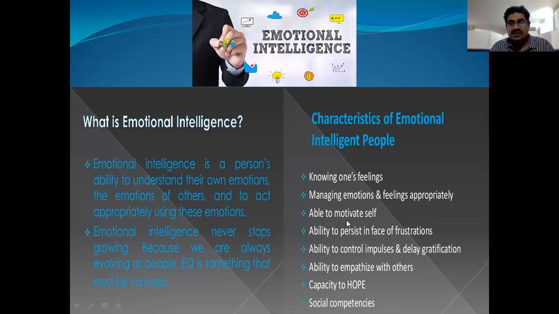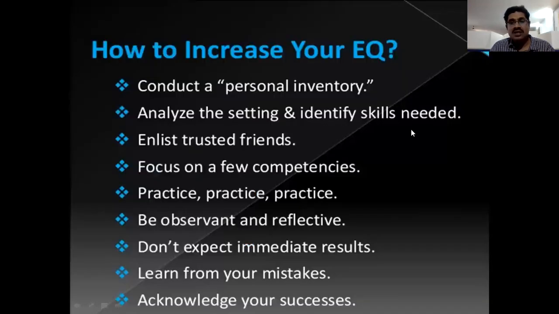Next, able to motivate yourself. Able to motivate yourself means simply self-motivation, self-encouragement, self-control, self-balance to have emotional intelligence. Next, ability to persist in the face of frustration. So you need to control your frustration levels and your impulses and delay gratification. And next is the ability to empathize with others, capacity to hope and social competencies. These are a few characteristics of emotional intelligence.